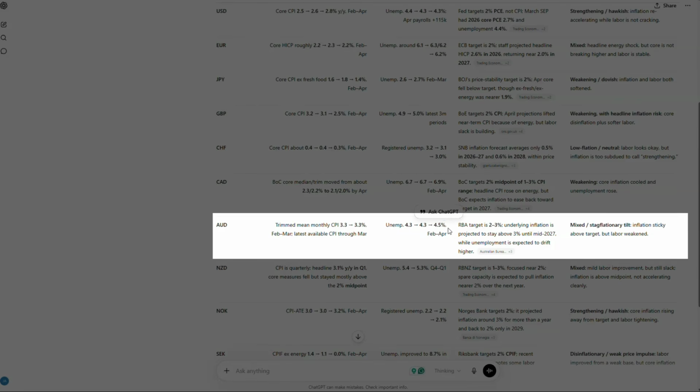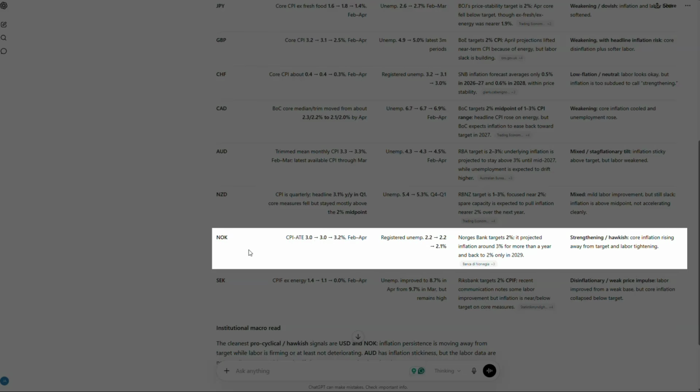Then we got a bit of a jump in the unemployment rate that mixed things up, but inflation is very hot, well above the target band of the RBA. So now it says a little bit mixed and stagflationary because of the jump in the unemployment rate, but about a week ago this was very hawkish, and I would say it's actually still hawkish because the central bank is going to look through these jumps in the unemployment rate because inflation is still very high.